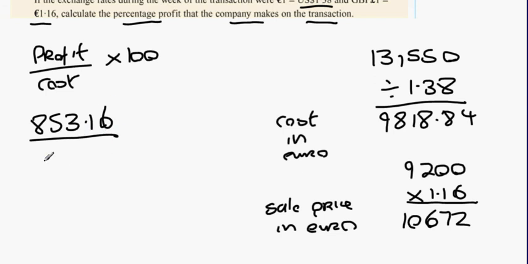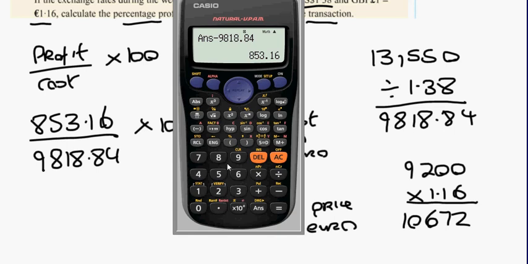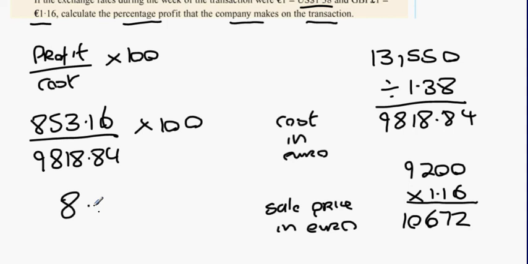And the cost is going to be 9,818.84. So we divide this number, 853.16, by 9,818.84, and that's multiplied by 100. What we get is 8.69. So 8.69%. Okay.